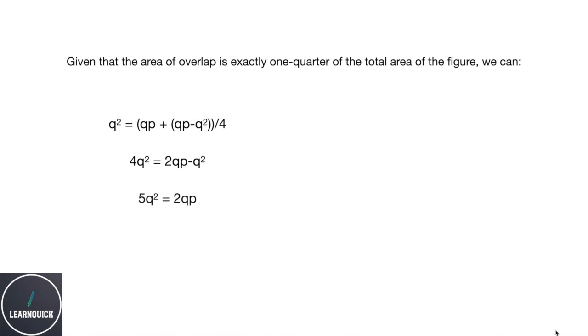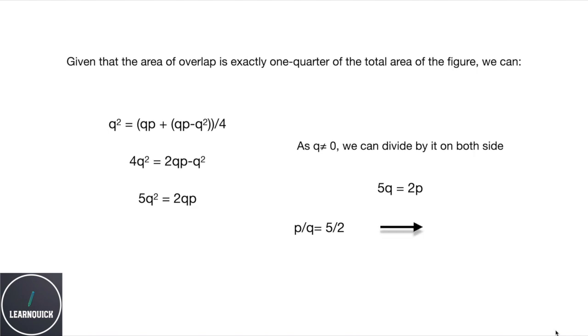And moving the Q squared to the other side, we get 5Q squared equals 2QP. As Q does not equal 0, we can divide by it on both sides, giving us 5Q equals 2P. And to get the ratio, we can do P over Q is 5 over 2, so the ratio of P to Q is 5 to 2.